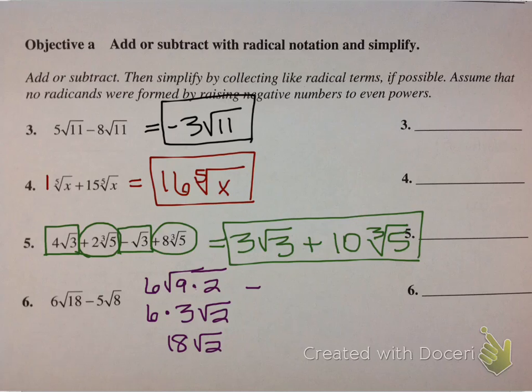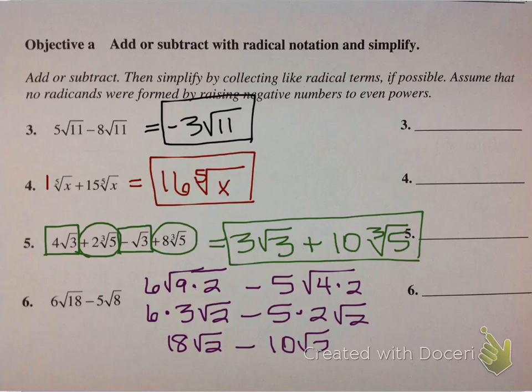Now I have to subtract 5 square root 8. Now I know 8 can be broken down into 4 times 2. I know that the square root of 4 is 2. So that's going to leave me 5 times 2, that's 10 square root 2. Now I can combine them. 18 square root 2 minus 10 square root 2 would be 8 square root 2.